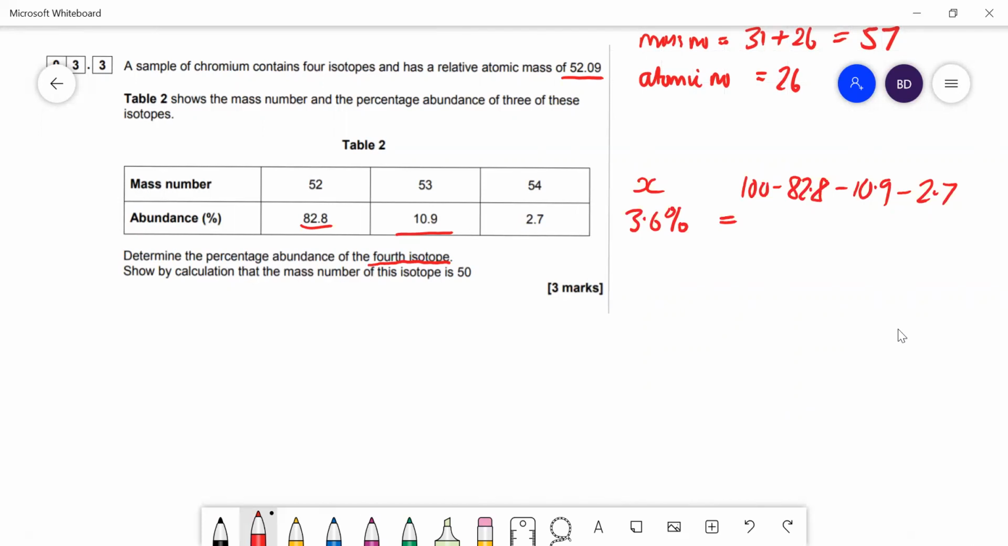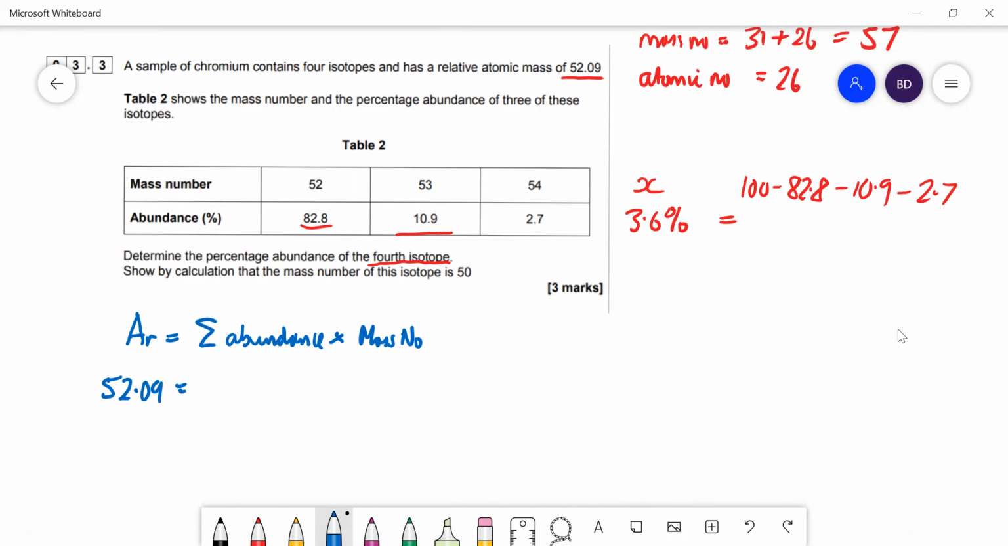Now, how do we work out relative atomic mass? Relative atomic mass is equal to the sum of all the isotopes, for each one the abundance multiplied by the mass number. So let's put the numbers in there. So we know that it's 52.09.